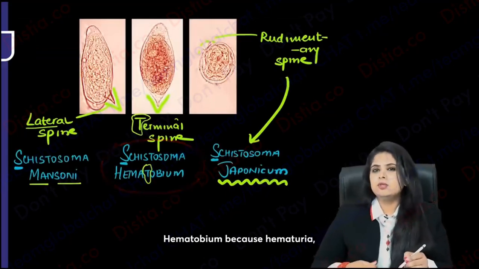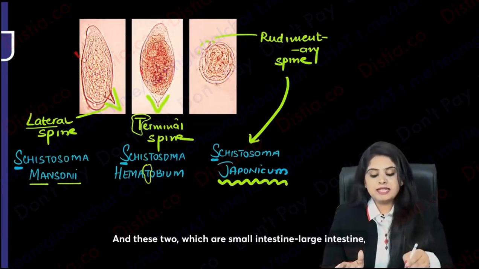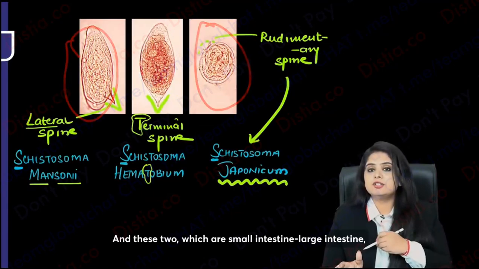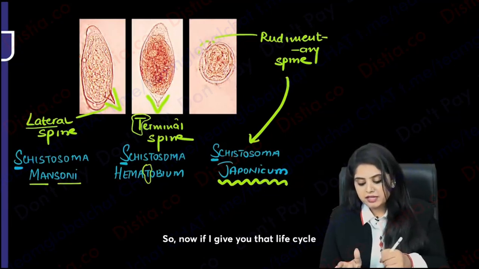Hematobium, because hematuria, urinary bladder hai, so you will see this thing in the urine sample maybe. And these two, which are small intestine, large intestine, these eggs you will see in the stool sample. Common sense lagana.